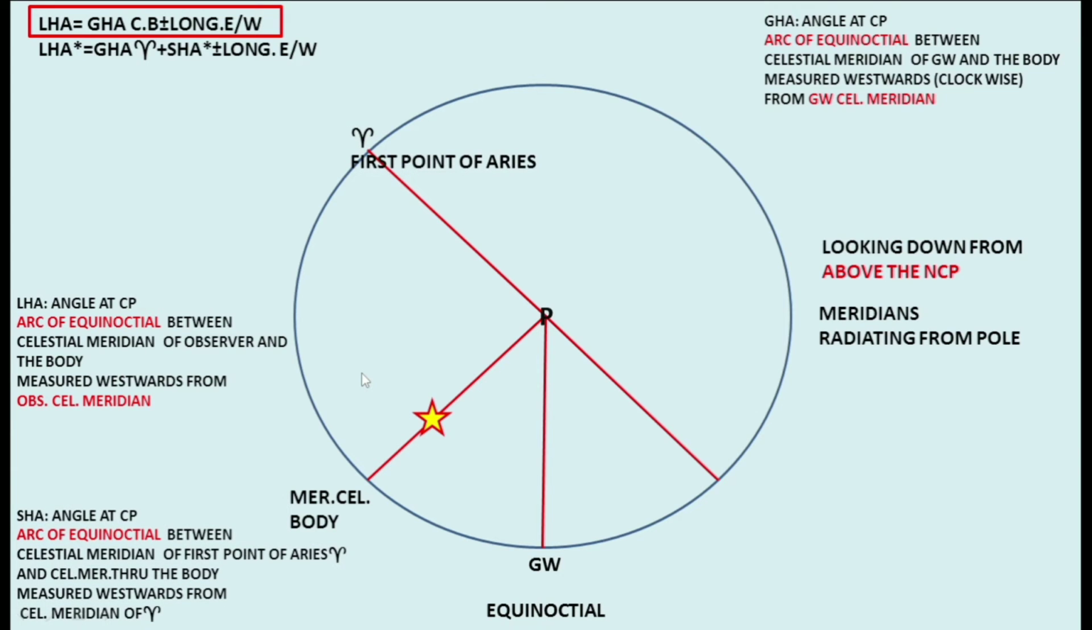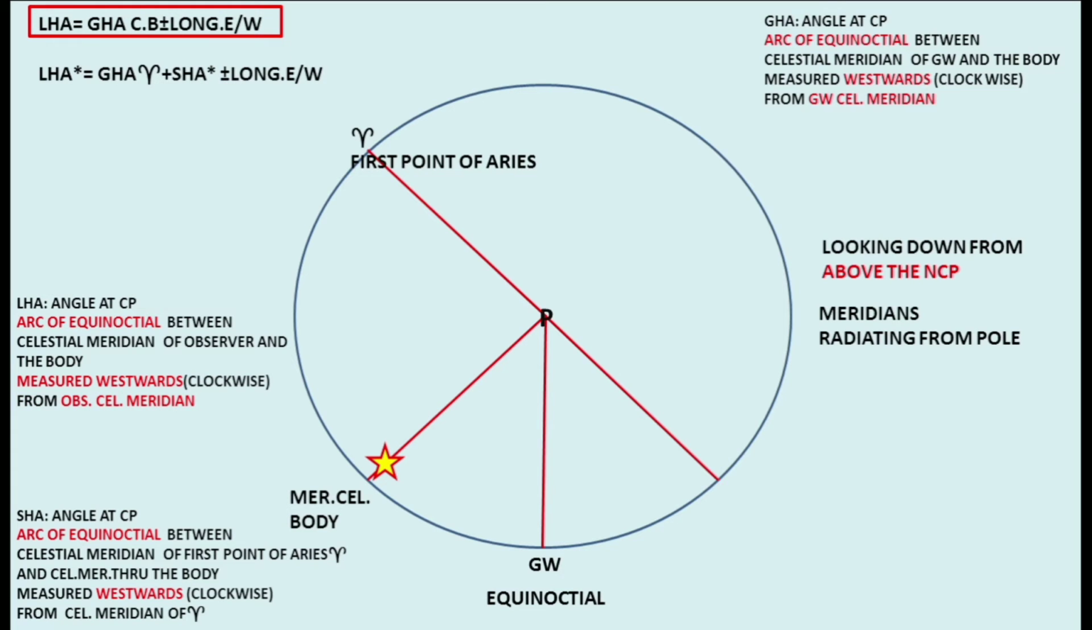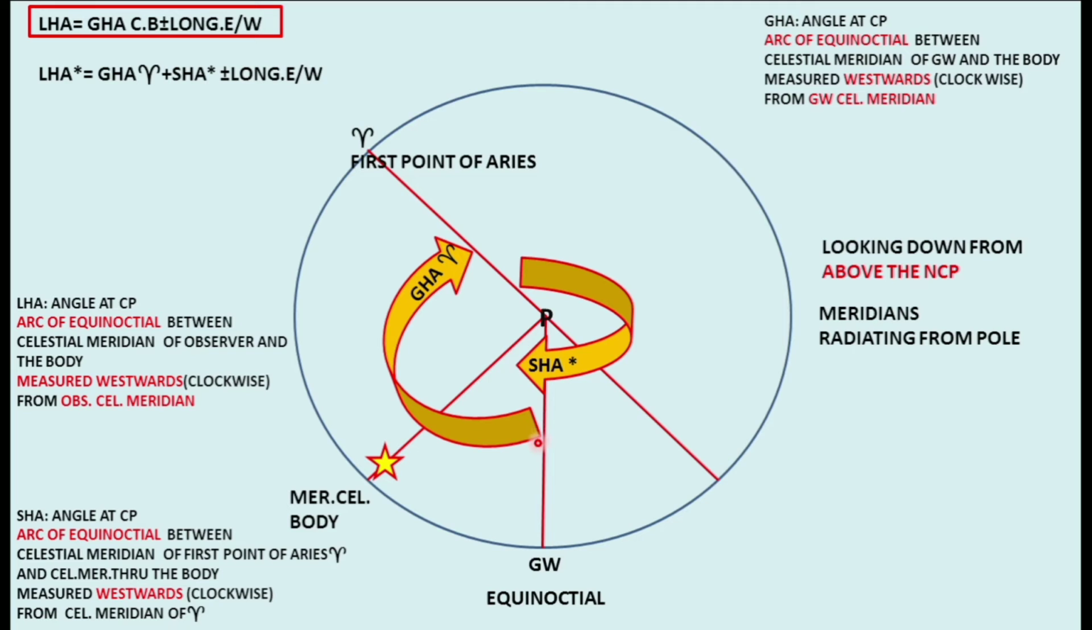Now when we talk about stars, we talked about the first point of Aries and SHA. SHA is from Aries to the body, meridian through Aries to the meridian through the celestial body, and measured westwards. And GHA Aries is from Greenwich to the first point of Aries. As you can see here, the GHA is the angle or arc between Greenwich and the celestial meridian through the body.